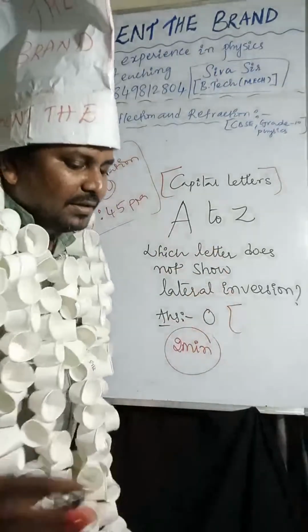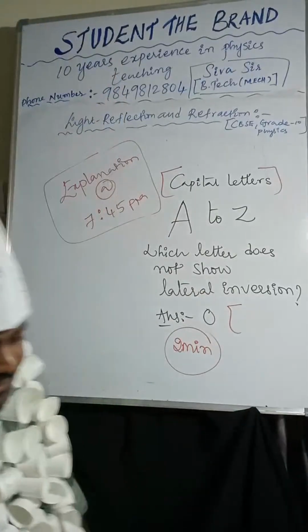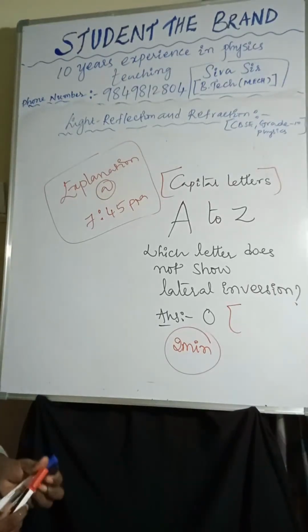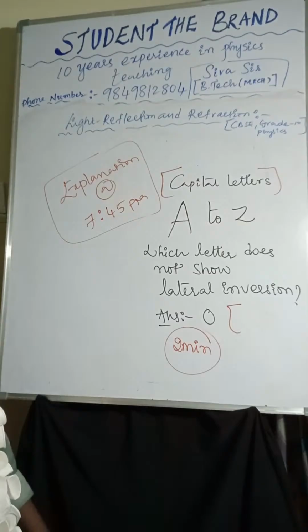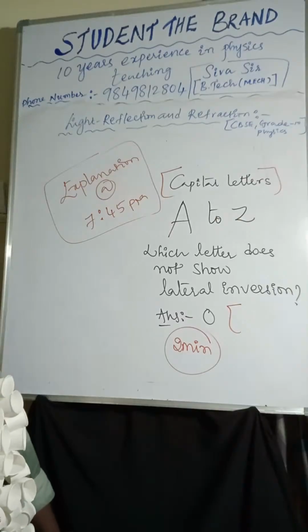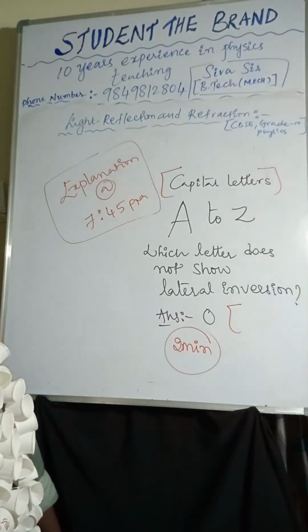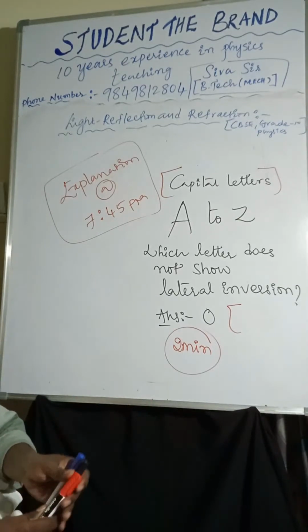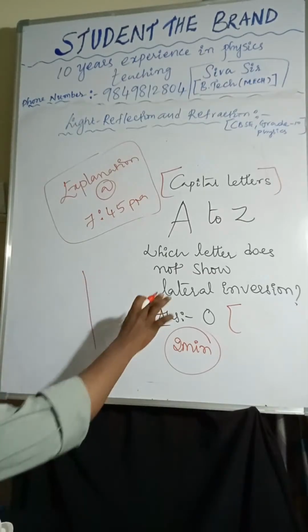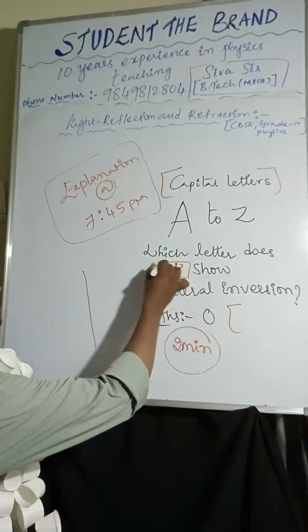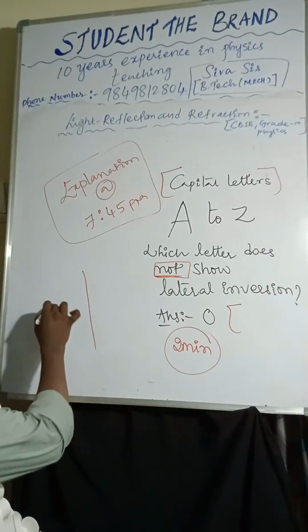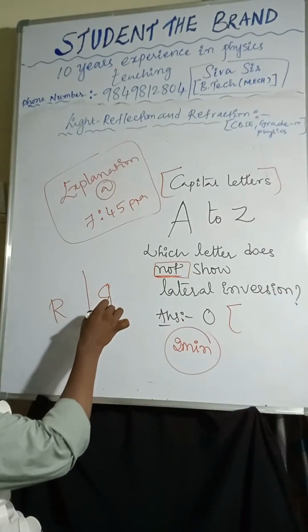Can you tell the next one? Question: which letter does not show lateral inversion? Which letter does not, meaning should not, show it? If you take R, left or right, it will appear like this, right? It is showing only.